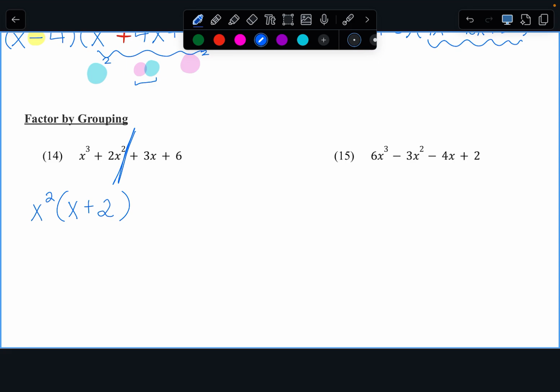All right, what about this stuff over here? Do the 3x and the 6 have anything in common? Yeah, they have a positive 3 in common. So when you divide them both by 3, we get x plus 2. What do you notice here? That they both have the same factors. Yeah, they both have x plus 2, and x squared plus 3 is what's left over. That is factor by grouping.